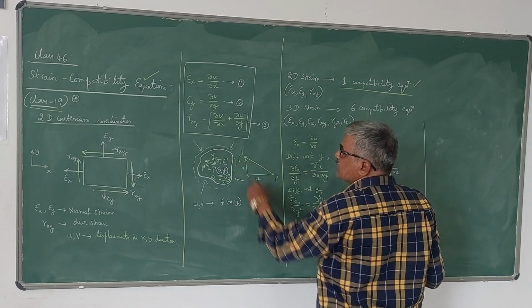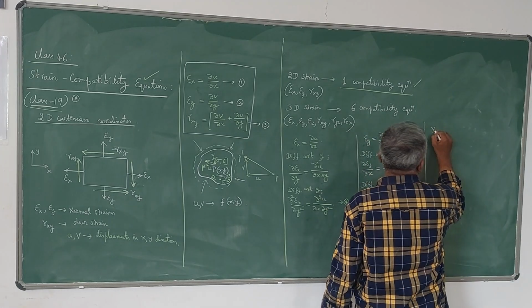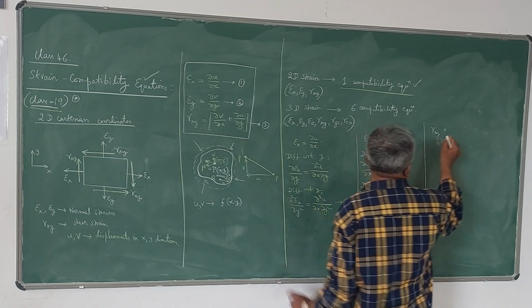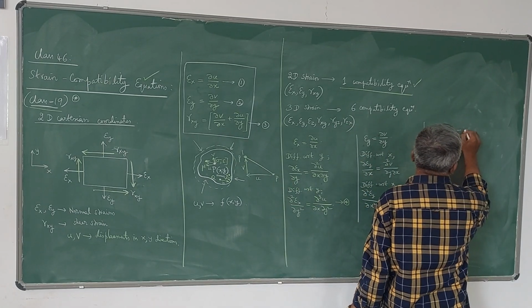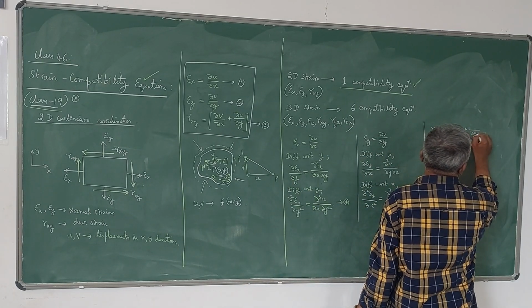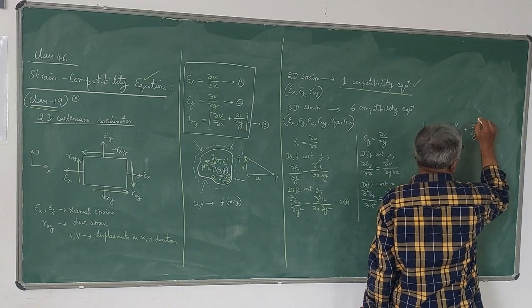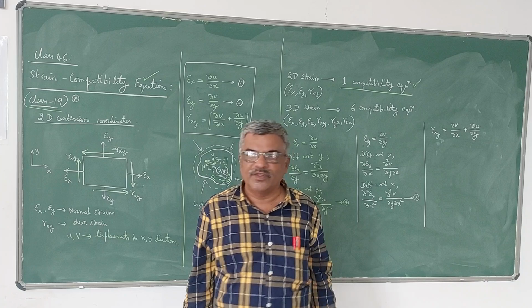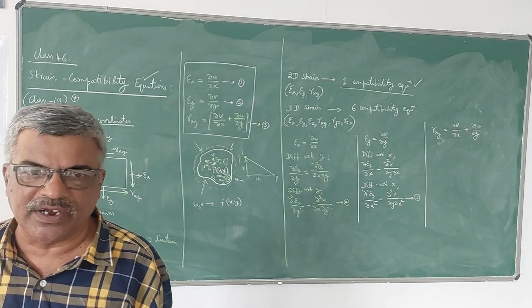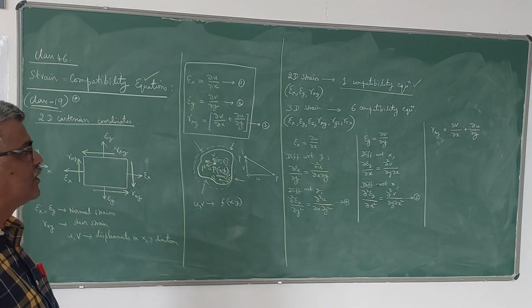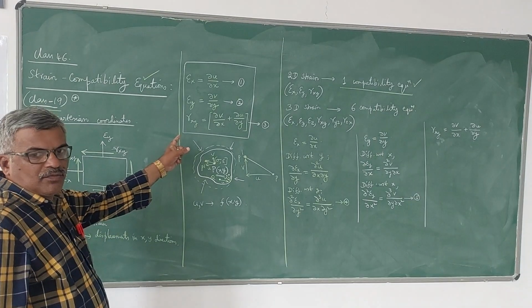The third equation is γxy is equal to. So how to write γxy? I will write in the denominator ∂x and ∂y. So for x you have to take v, for y you have to take the opposite. This is how we can write the shear strain component. Third equation I have used now.